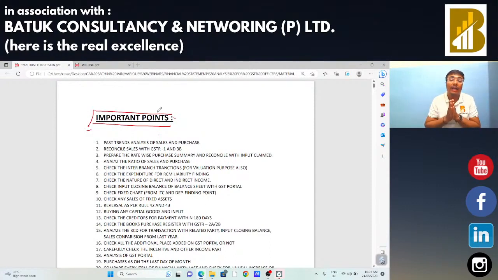Today in this session, I am going to discuss various important aspects from GST audit point of view regarding the financial statement. If you have any question regarding any topic, you can comment in the chat box. I have come up with certain financial statements, and I am going to do the analysis of those financial statements. We are going to discuss each and every term of that financial statement and certain important parameters for doing the GST audit.